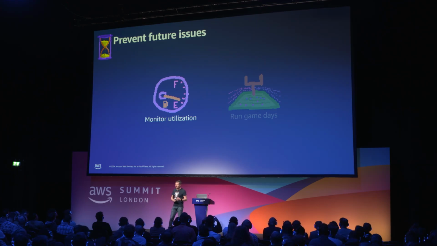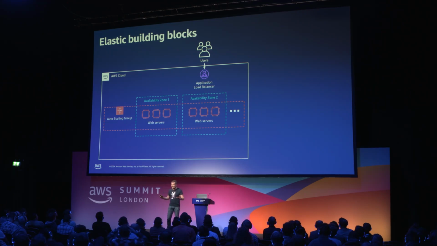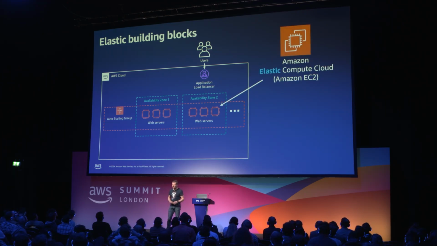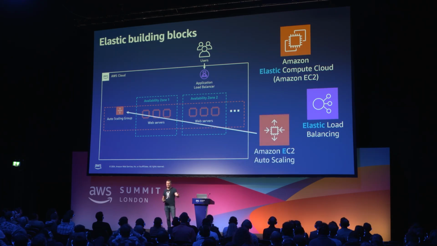So what do we mean by monitoring utilization? Typically, this is going to be the kind of things that you come to the cloud for, the elasticity, the scaling up, the scaling back down again, and how you go about doing that with your EC2 deployments, with your load balancing, and also ultimately through auto-scaling groups.